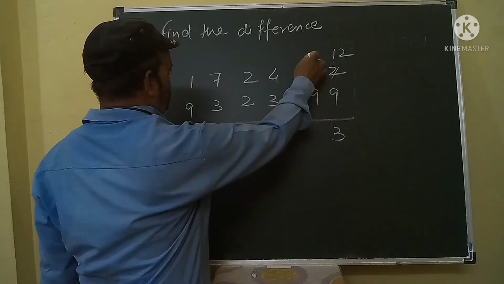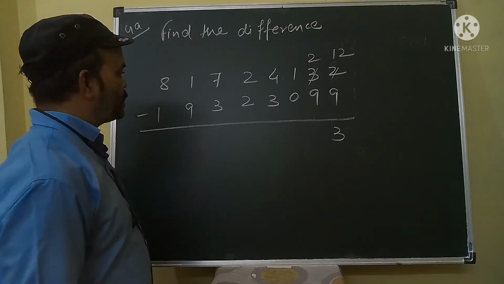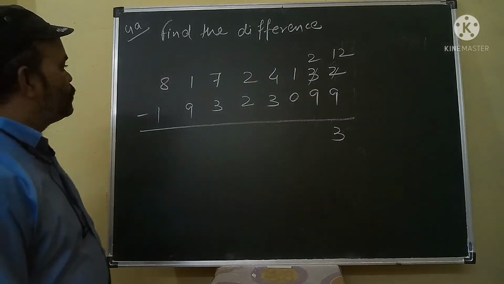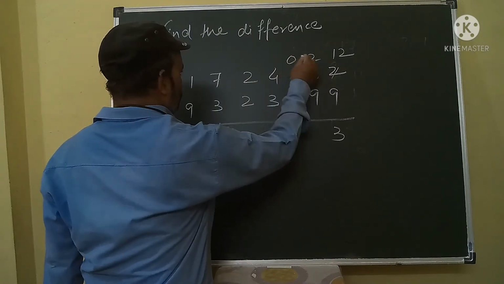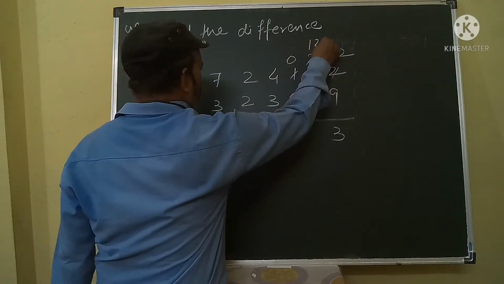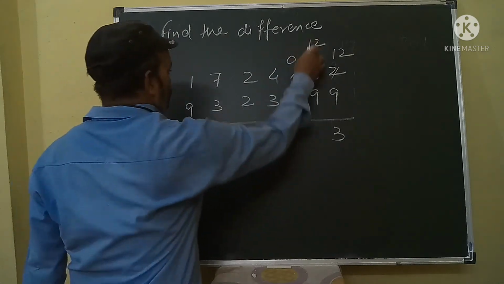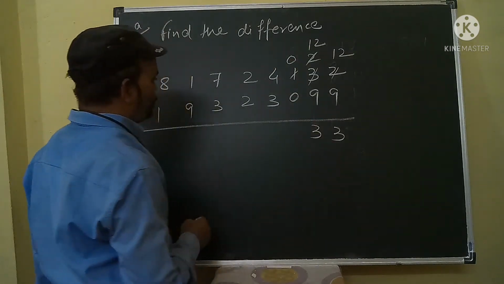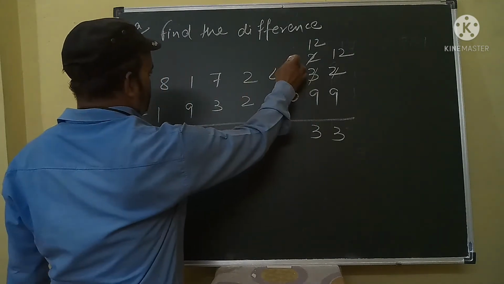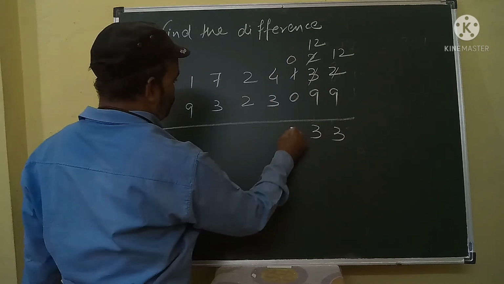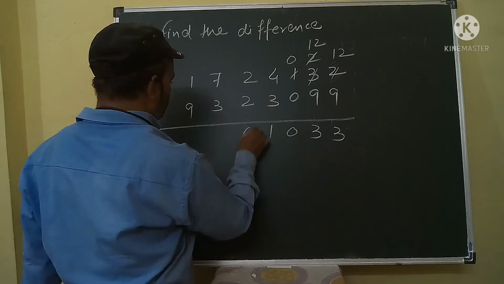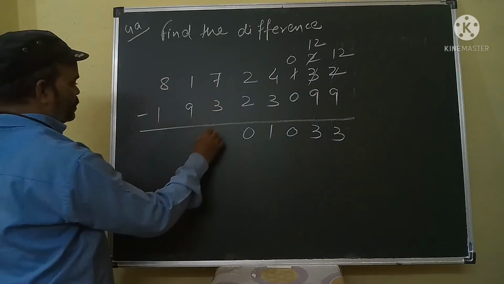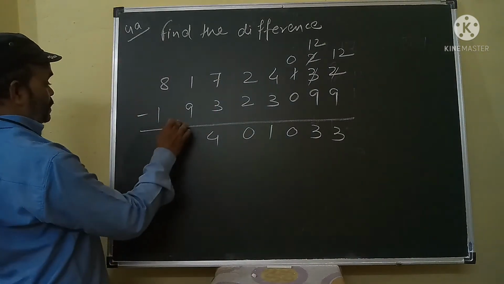This is 9, this is 2. We cannot subtract 9 from 2. So we take one number borrow from 1. So 1 converted to 0 and this 2 converted to 12. Okay. 12 minus 9, 3. This is 0. 0 minus 0, 0. 4 minus 3, 1. 2 minus 2, 0. 7 minus 3, 4.